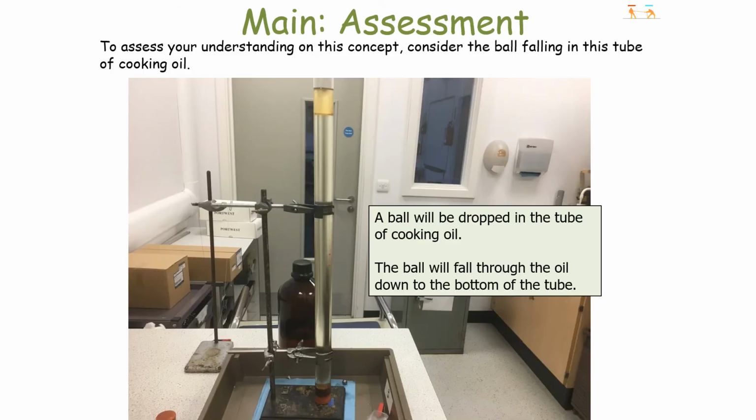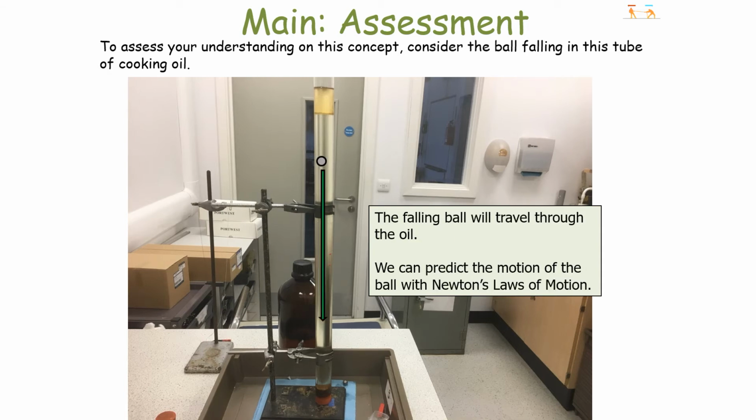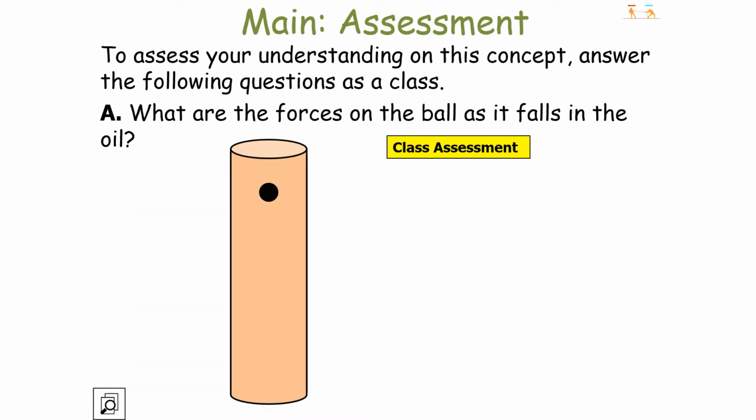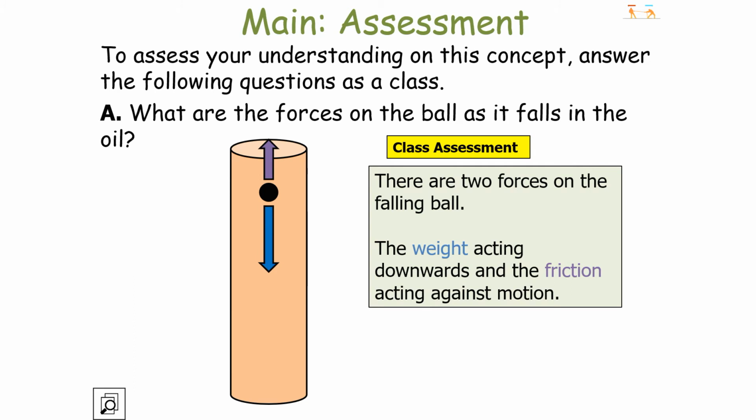So to assess our understanding of this concept, let's consider a ball falling through a tube of cooking oil. So a ball will be dropped in the tube of cooking oil, and the ball will fall through the oil down to the bottom of the tube, and we can predict the motion of the falling ball by using Newton's laws of motion. So what are our forces on the ball as it falls in the oil? Well, we have two forces. We have the weight acting downwards and the friction acting against the motion.